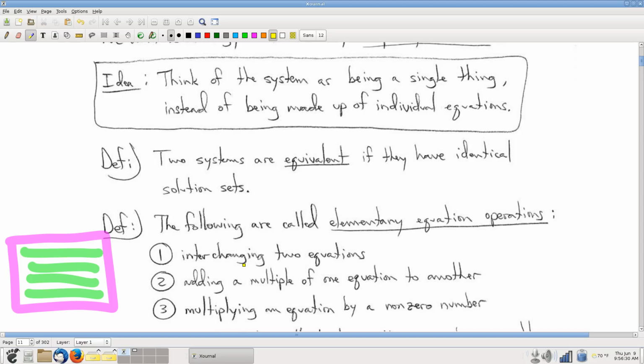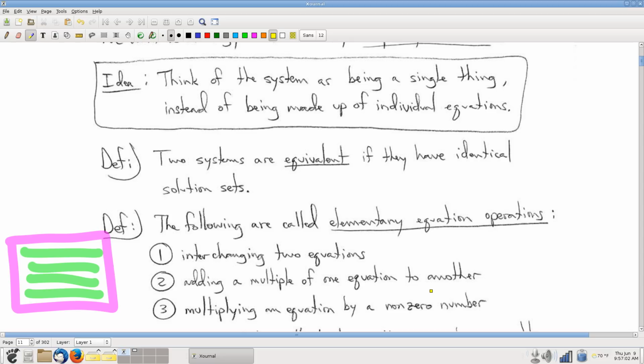Okay, next example. Adding a multiple of one equation to another equation. So I could take, for example, this equation here, and to that equation, I could add 4 times that equation. Add that into that second equation. So, okay, well that's another thing that you could do. This is another elementary equation operation.